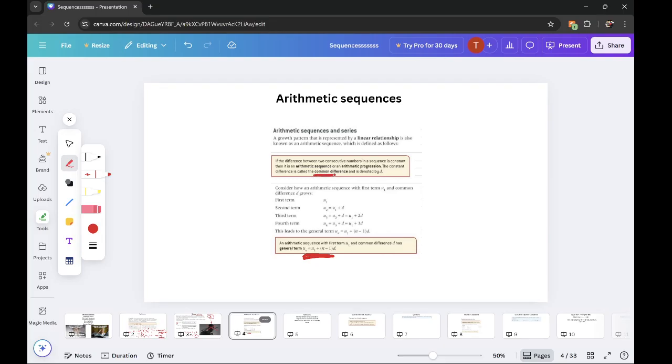You just need to remember that arithmetic has a common difference, CD. A is arithmetic, and G is represented by common ratio. That's what you need to remember: A and G, A is CD, G is CR.